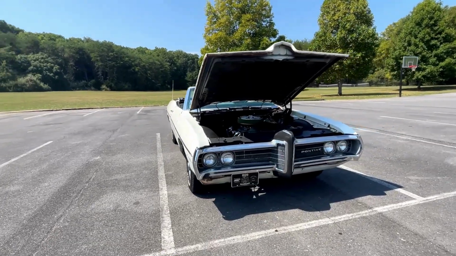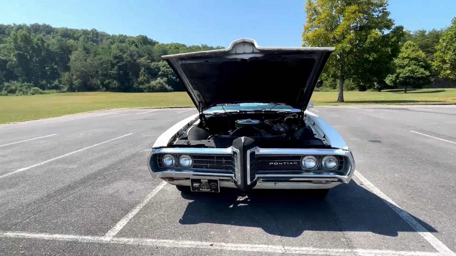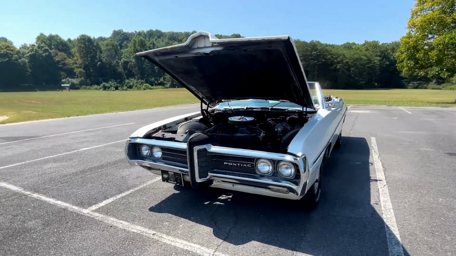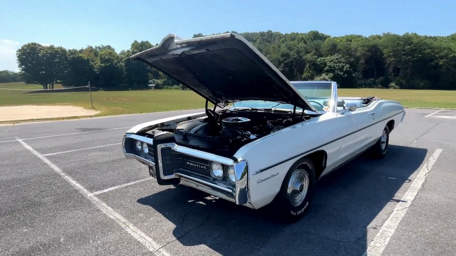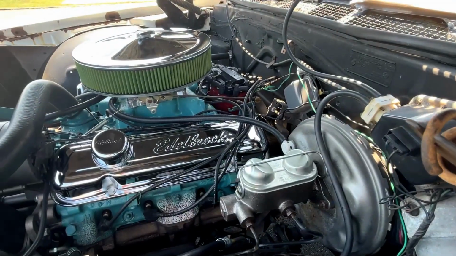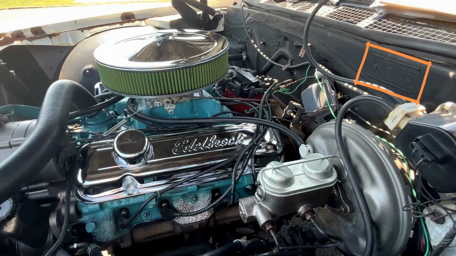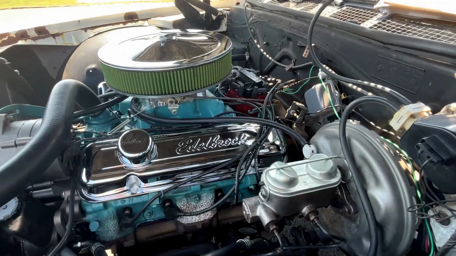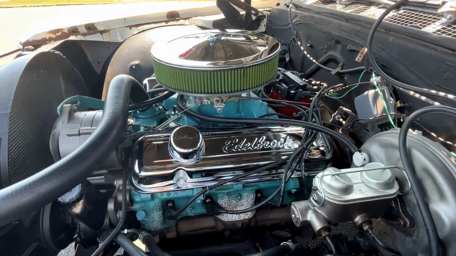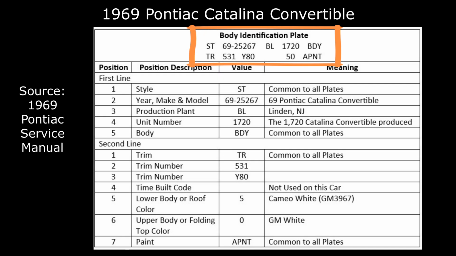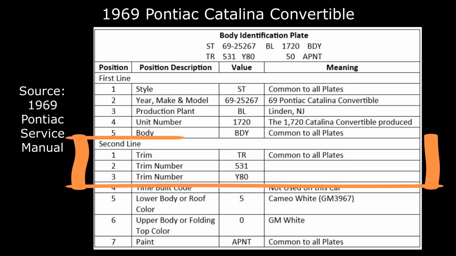The body identification plate is installed by the manufacturer and contains valuable information about the vehicle's history and original specifications. On the 1969 Catalina, this embossed plate is fastened to the driver's side of the firewall. This table shows the actual plate values for the 1969 Catalina. On the second line, there are three values of interest. TR is the first value, which indicates it is trim information. This is common to all plates.